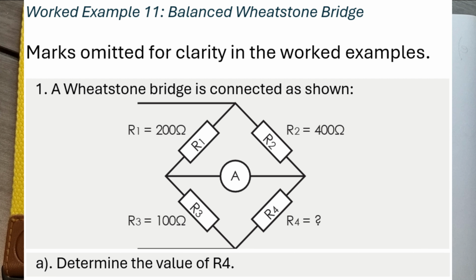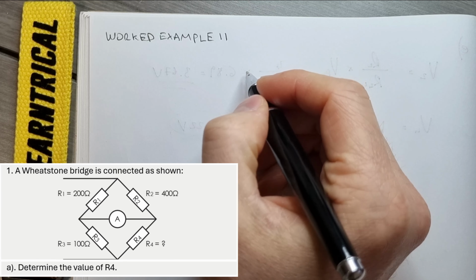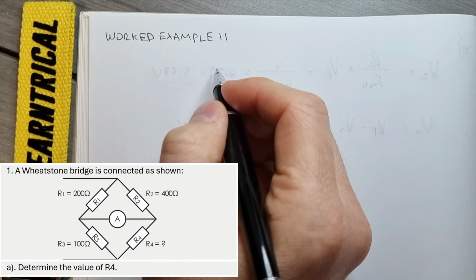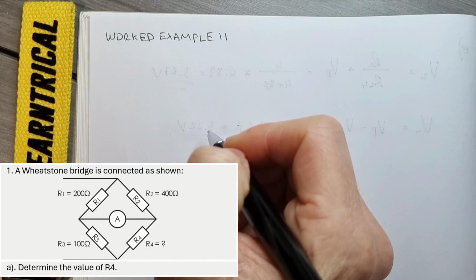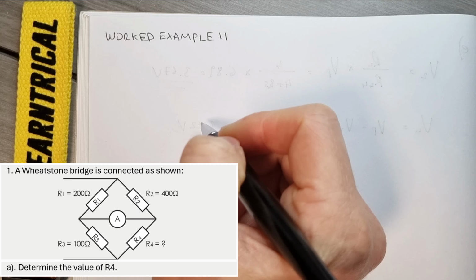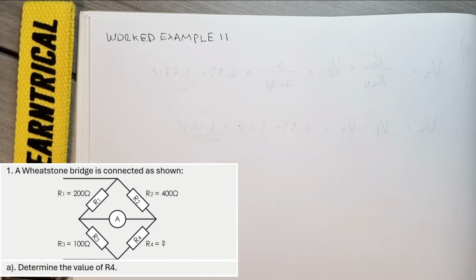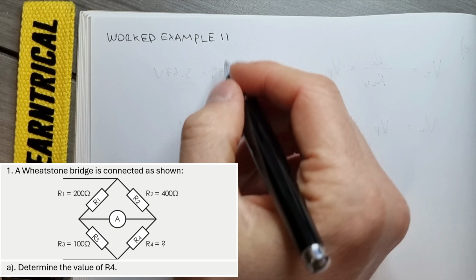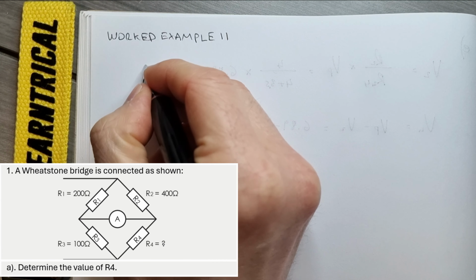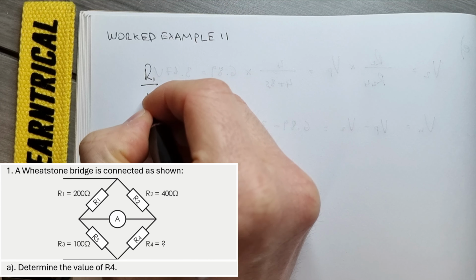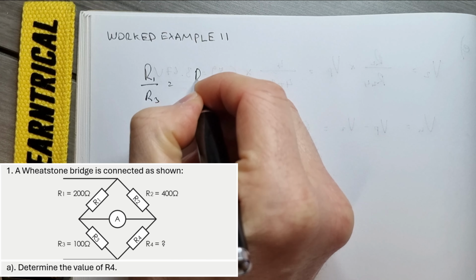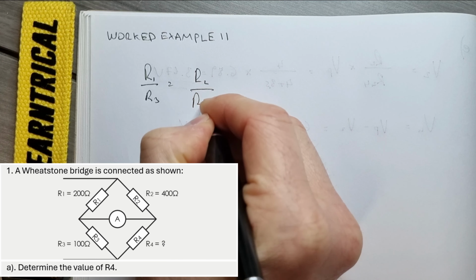Worked example 11, balanced Wheatstone bridges. A Wheatstone bridge is connected as shown, where we have 200 ohms, 400 ohms, 100 ohms and an unknown R4. And we're basically being asked to calculate the value of R4. For our Wheatstone bridge, we always have our similar formula, R1 over R3 equals R2 over R4.